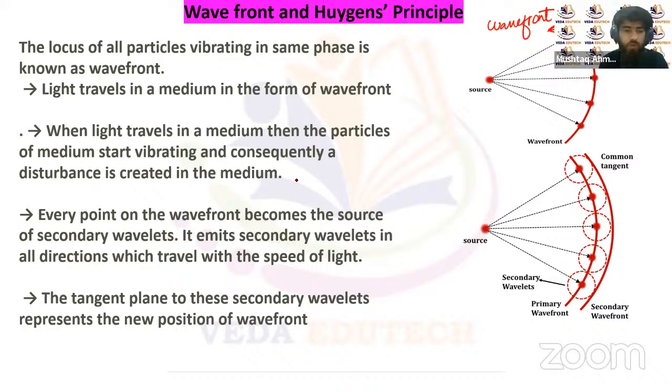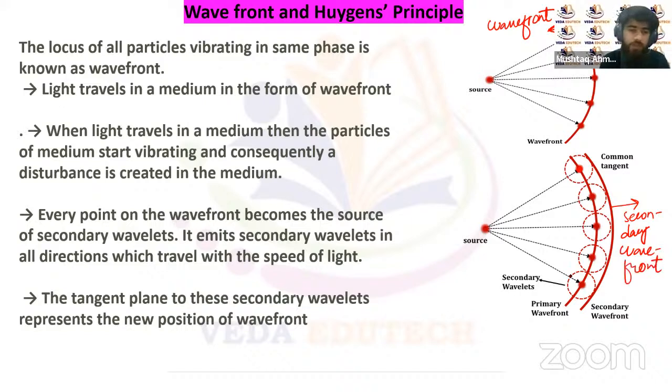So how can we actually draw the secondary wavelets? These are the points. We will draw a sphere around each point, taking it as the center, symmetrically, on each and every point. Then the common tangent to these spheres creates an envelope, and this envelope we call the secondary wavefront according to Huygens principle.